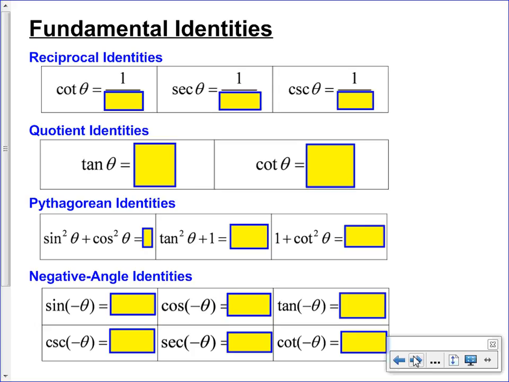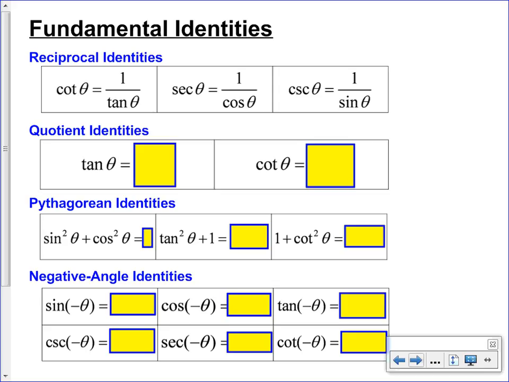Cotangent is 1 over tan. Secant is 1 over cosine. And cosecant is 1 over sine. Those are called the reciprocal identities.